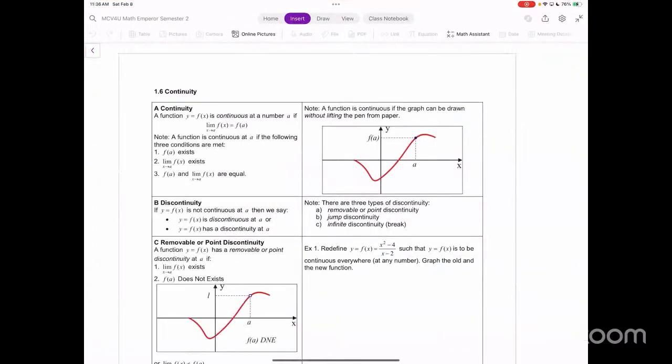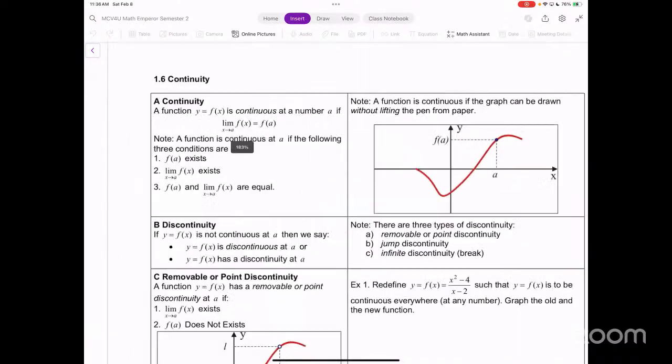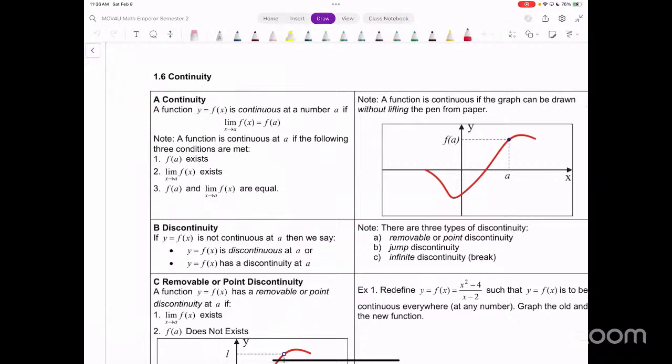All right, so let's get back to business. This is 1.6, the last part of the calculus. We're going to talk about continuity. A function f of x is continuous if the limit as x approaches a is actually evaluated by f at a. What that means is you can directly substitute and find the limit. Then we call the function continuous.